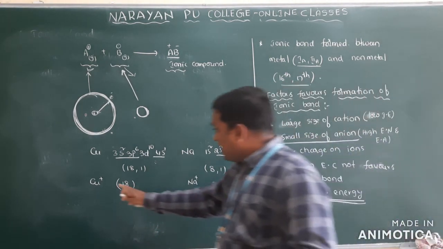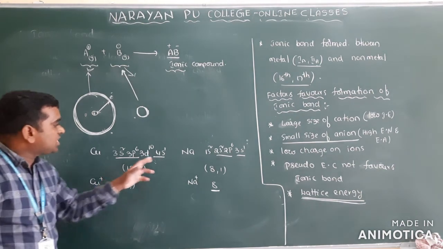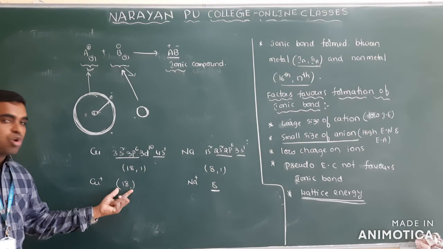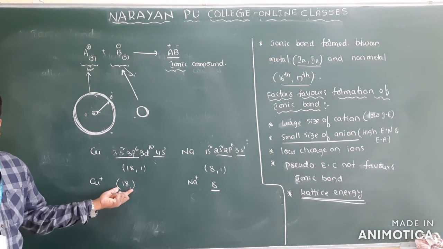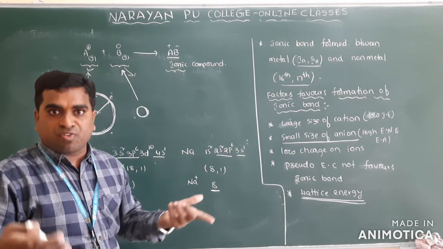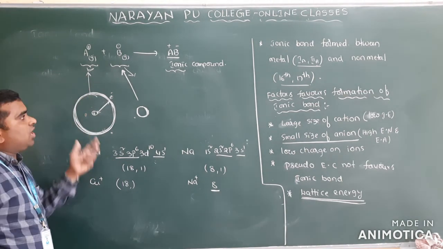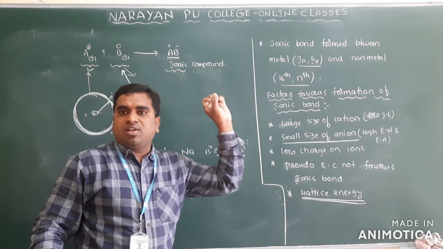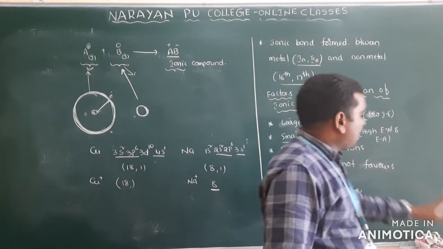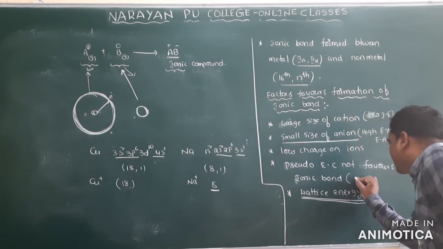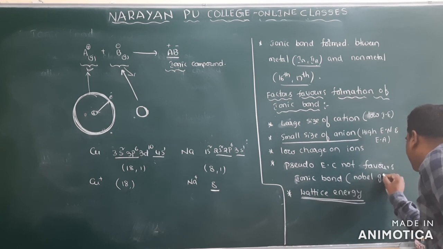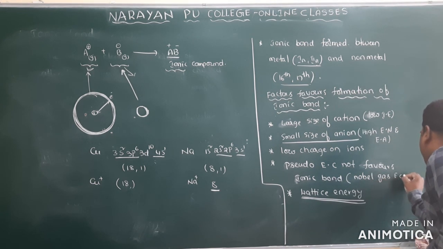But in this case, copper cannot lose electrons as easily compared to sodium. Why? If it loses an electron, it is not getting a stable configuration. The pseudo-noble gas configuration is not that stable. If it is not stable, why would it lose an electron? So it doesn't lose electrons very fast, and it won't generate the cation very fast. That's why ionic bond formation takes place very slowly. So the pseudo-noble gas configuration does not favor it. Which favors it? Noble gas electronic configuration.